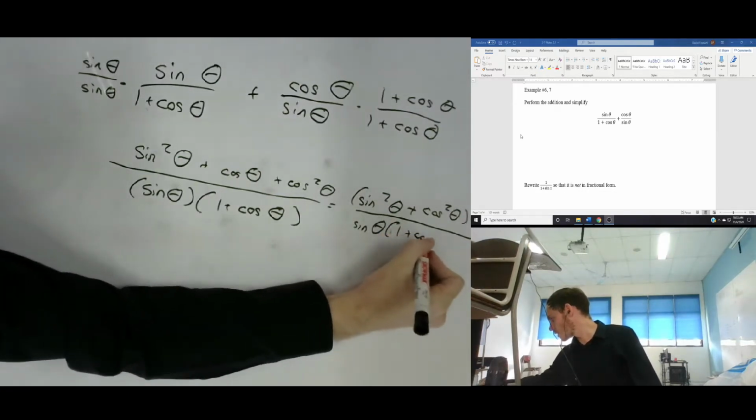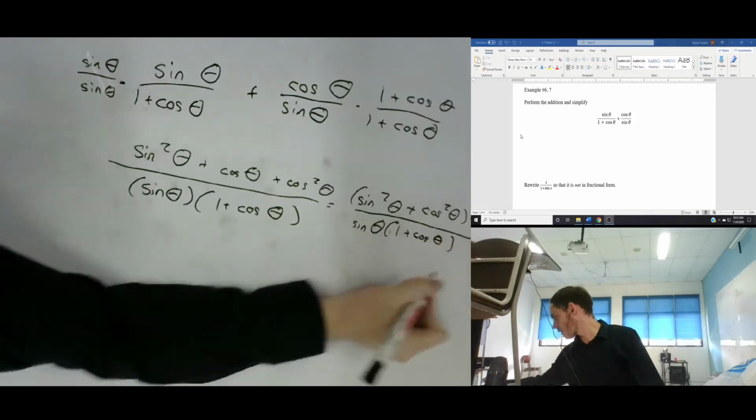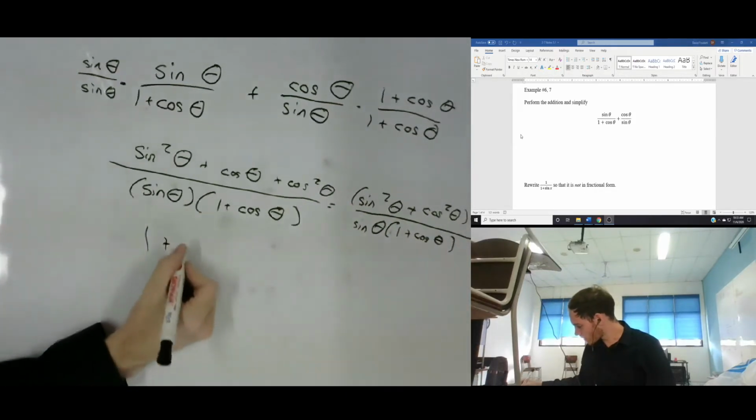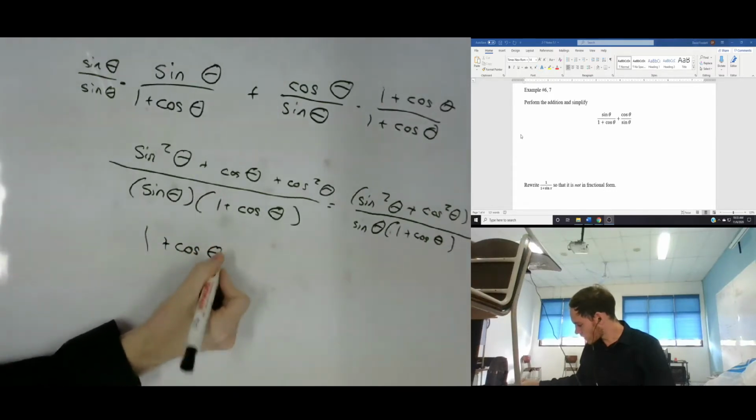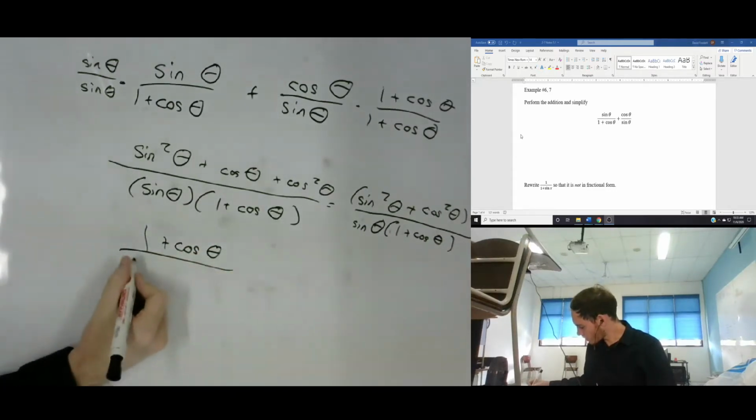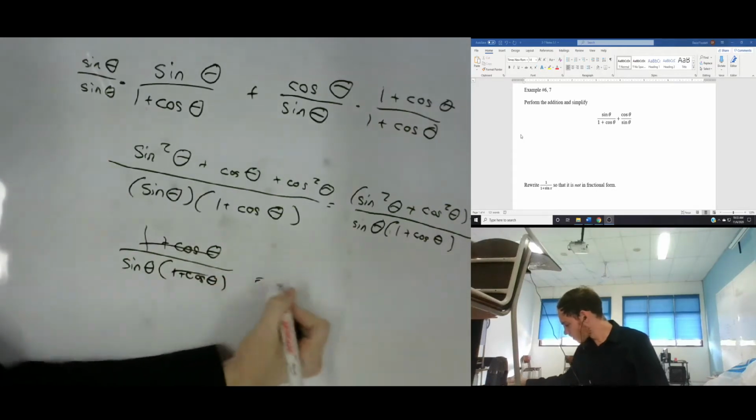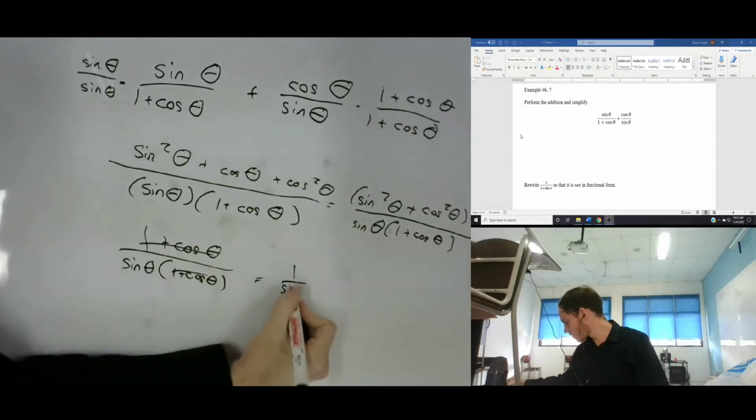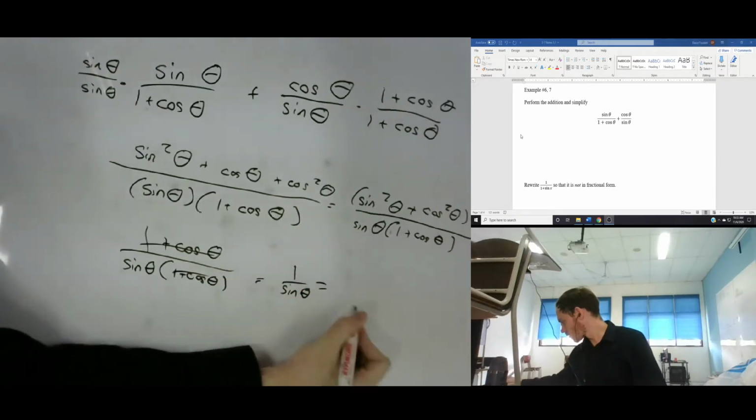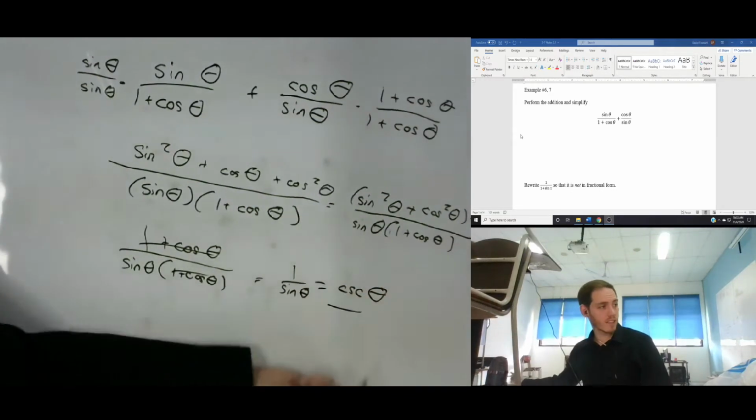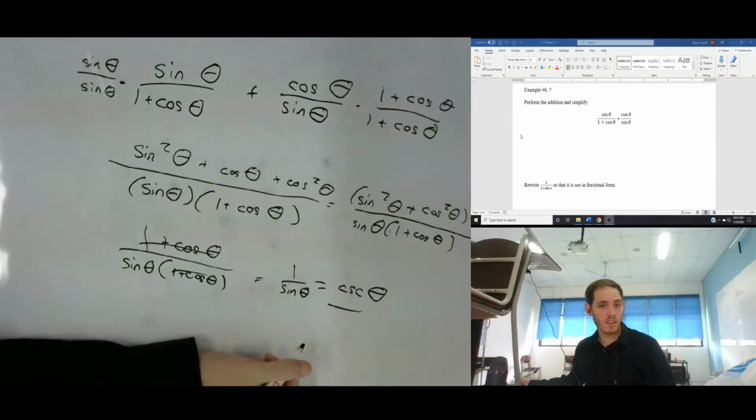Okay, so sine squared plus cosine squared is just 1, so 1 plus cosine of theta is on the top. Bottom sine theta, 1 plus cosine theta. Cancel them out. Get 1 over sine theta, cosecant theta. Okay, that's our answer.